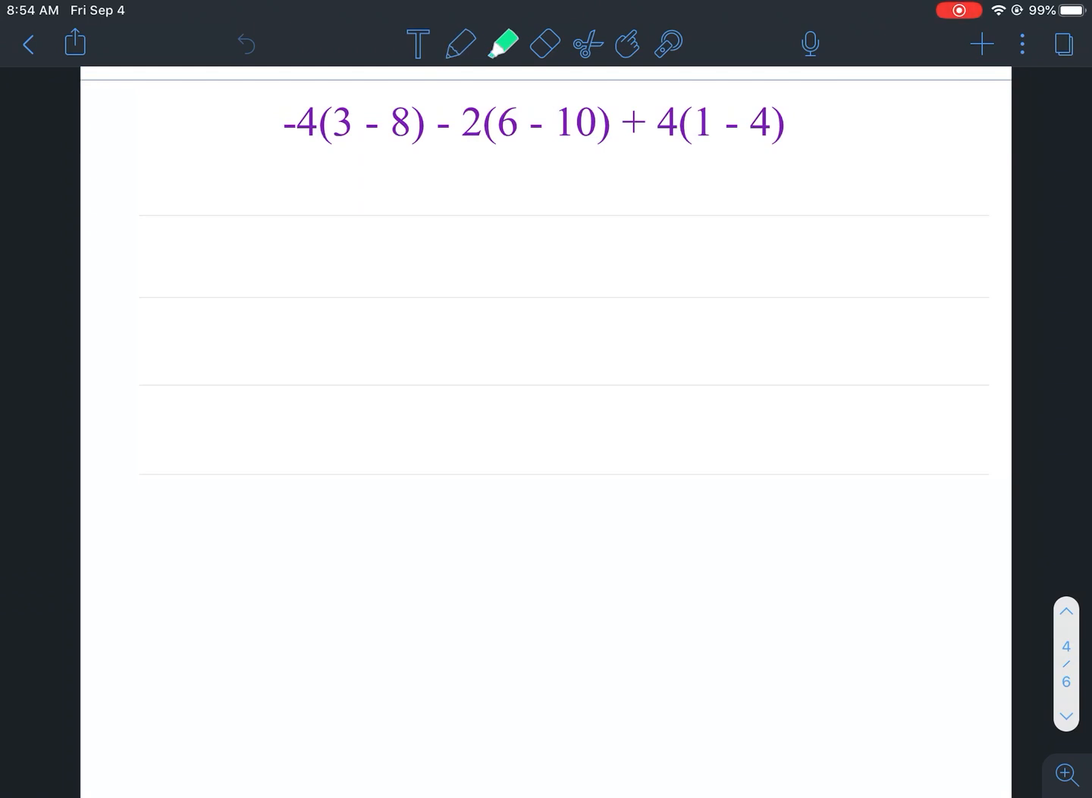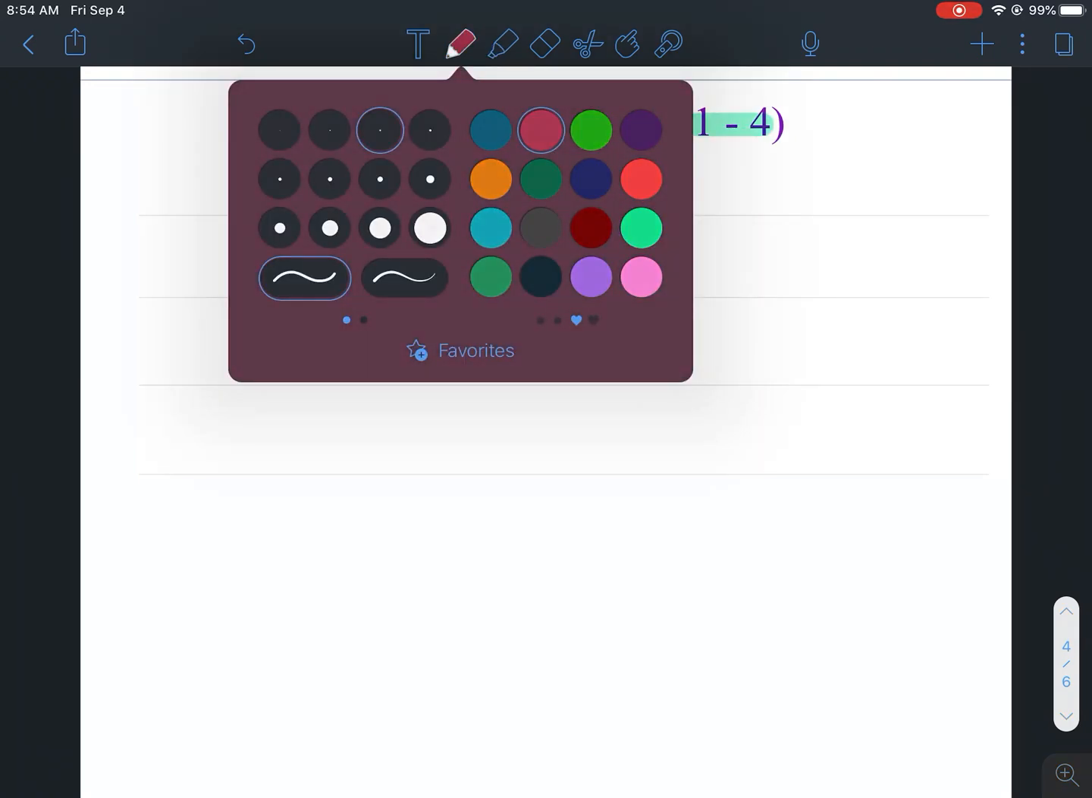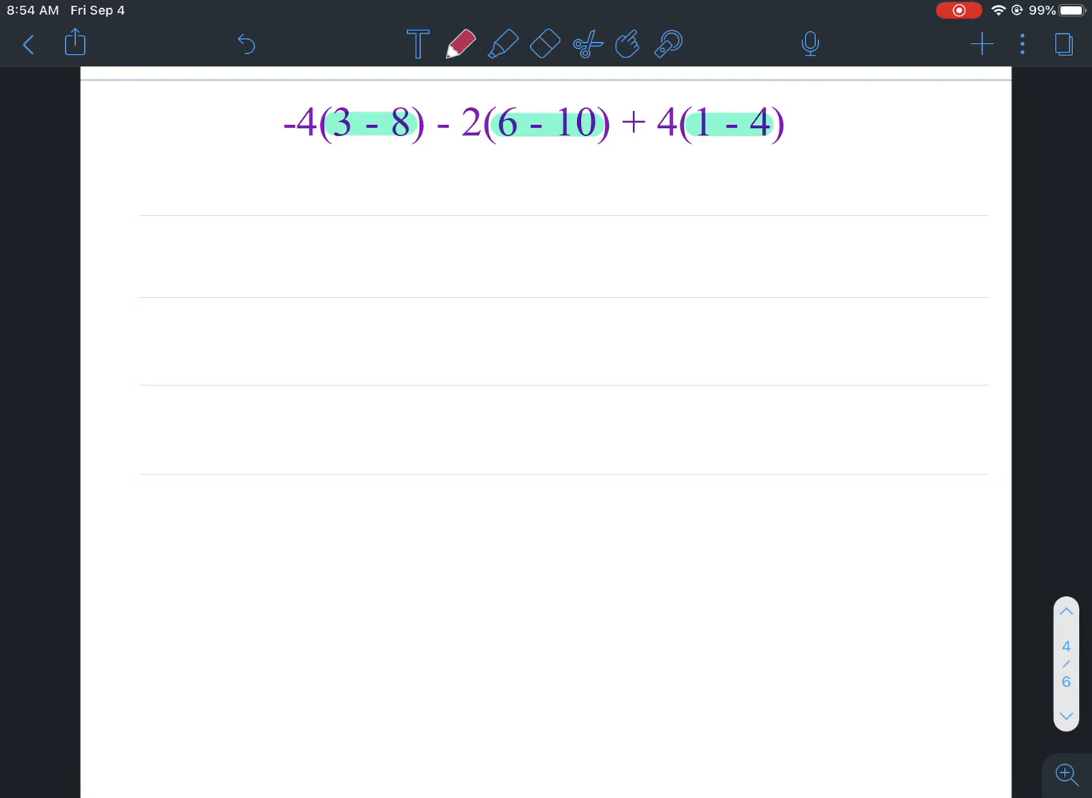I'm going to start by doing what's inside the parentheses. Each one of them I can do at the same time. So for the first one, 3 minus 8, those signs are different. So I'm going to subtract. That's a 5. 8's the larger number, so it will be -5.